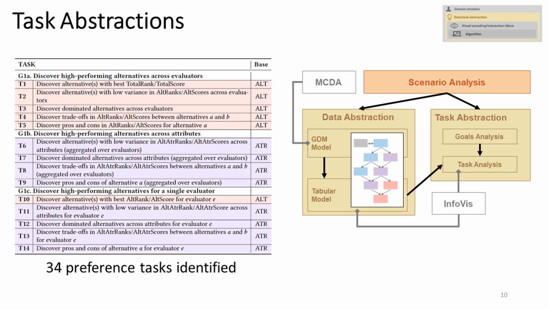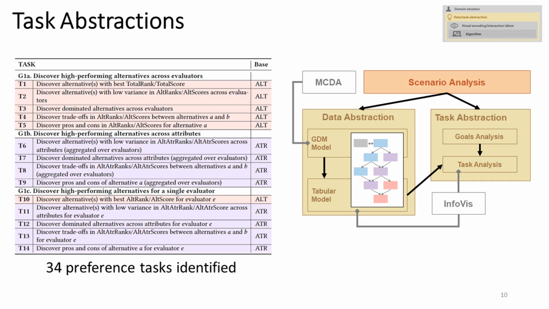With data abstractions in hand, we turn our attention to developing abstractions for the analysis tasks used in preference inspection. We first coalesced the scenario-specific goals identified in our initial evaluation of the GDM scenarios into a hierarchy of scenario-independent goals and sub-goals described in qualitative language. Examples of high-level goals include discovering viable alternatives and discovering sources of disagreement.